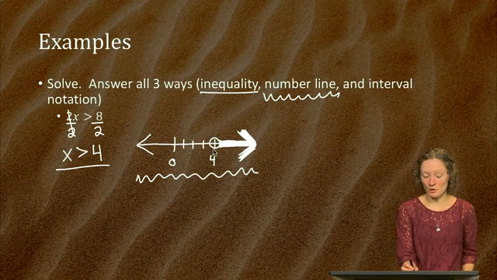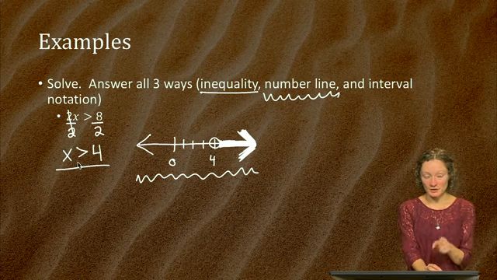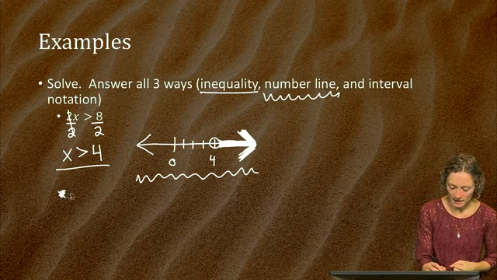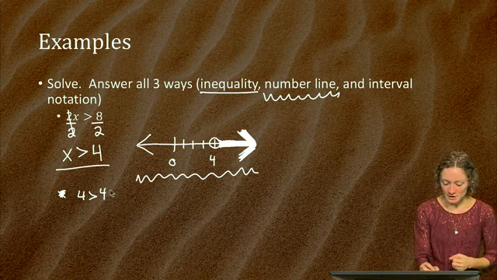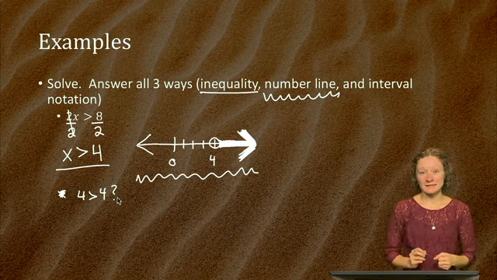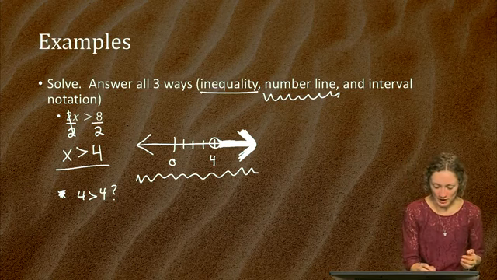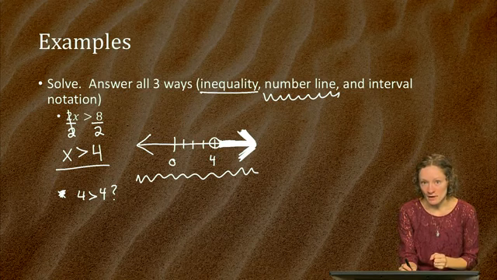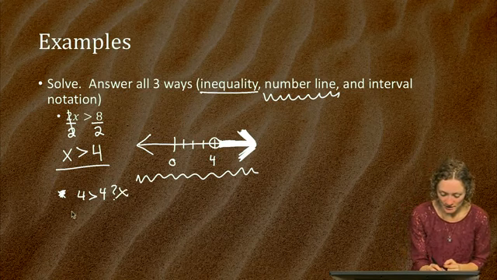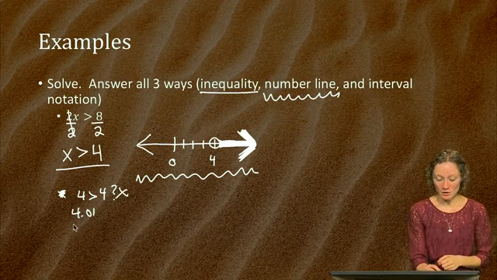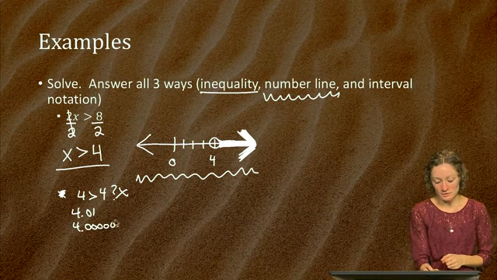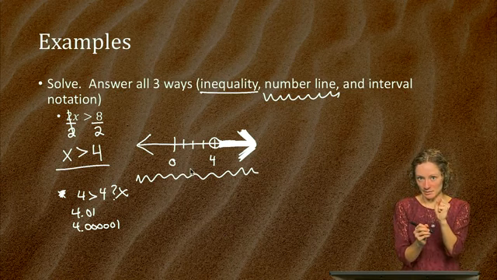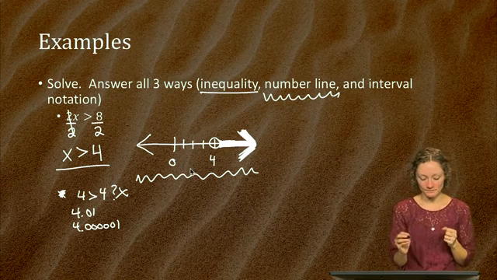The reason the 4 gets an open circle is because the location itself, 4, doesn't make this a true statement. Is 4 greater than 4? It's not greater than, it's greater than or equal to. So open circle tells us that spot itself is not included, but the moment right after, it's included. This is not true, but the next spot, 4.01, 4.00001, all of those would be included.